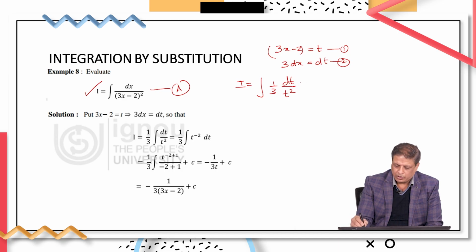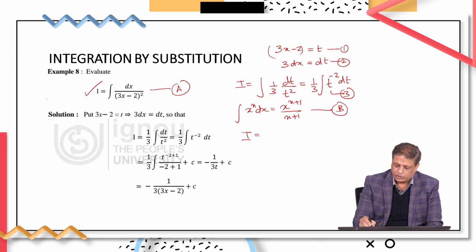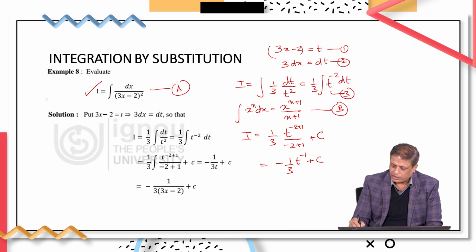Okay. So, this will turn out to be 1 by 3 into t to the power minus 2 dt, which will again solve by applying the same formula, x to the power n dx is equal to x to the power n plus 1 over n plus 1. Using this formula in equation number 3, you will get I is equal to 1 by 3 t to the power minus 2 plus 1 upon minus 2 plus 1 plus constant of integration. This will turn out to be minus 1 by 3 into t to the power minus 1 plus c. So, that means minus 1 by 3t plus c. So, substituting the value of t from equation number 1, you will get the expression I is equal to minus 1 upon 3 into 3x minus 2 plus c, which is the required answer.